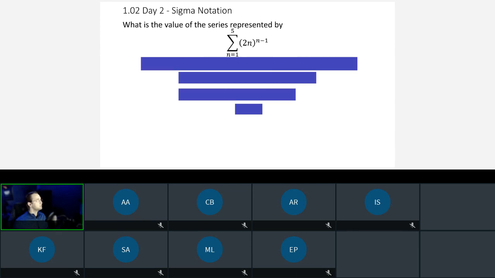Right, second one. What is the value of the series represented by the summation from n equals 1 to 5 of the expression 2n quantity raised to the n minus 1? So this tells us that we are starting at 1. This variable right here could be anything. Just like on your quiz, I think from either 102 or 103, your n started at 2 and went to 6.